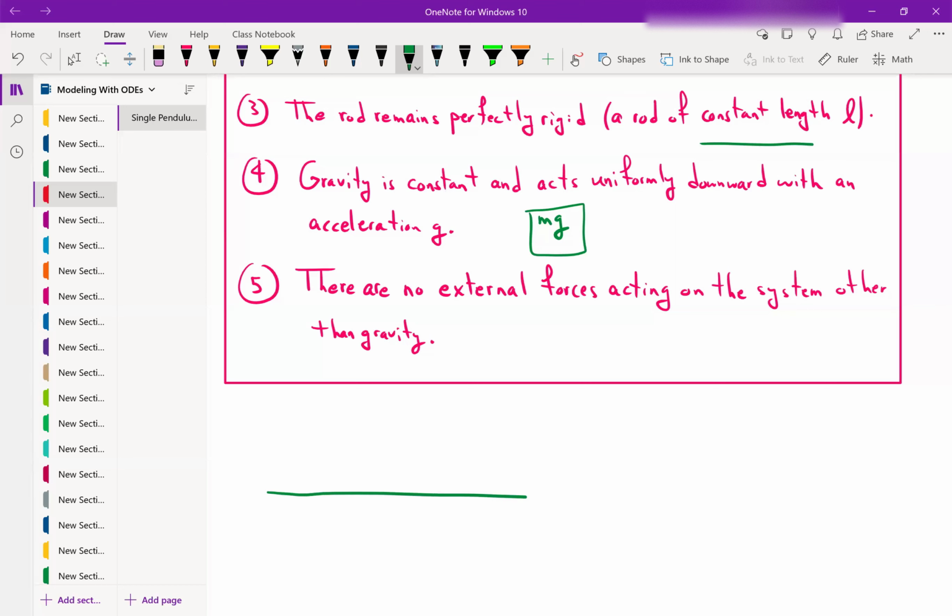So we have our ceiling, we have this frictionless pivot, and then we have this rod of length L, and we have the mass M. The point mass M is here, and then the angle theta. Remember, the angle theta is the angle with the vertical.